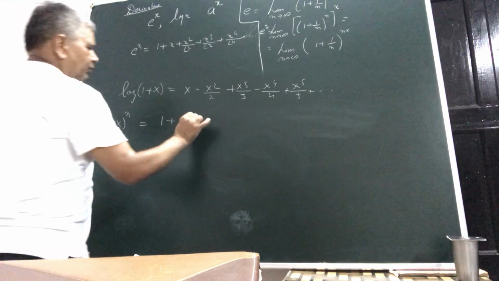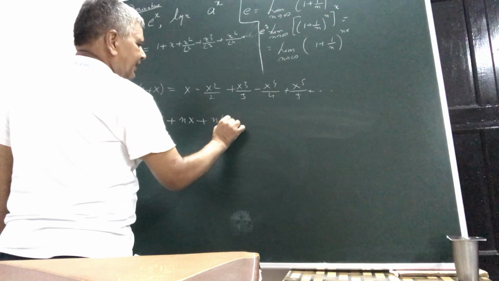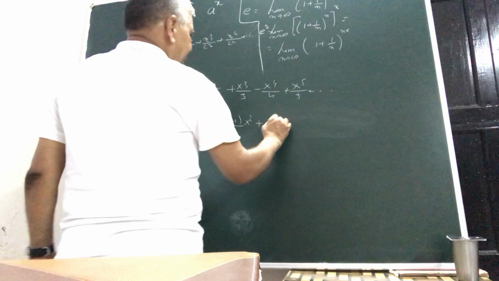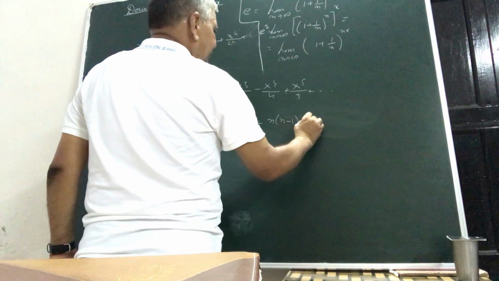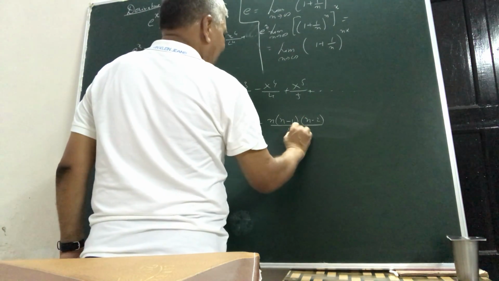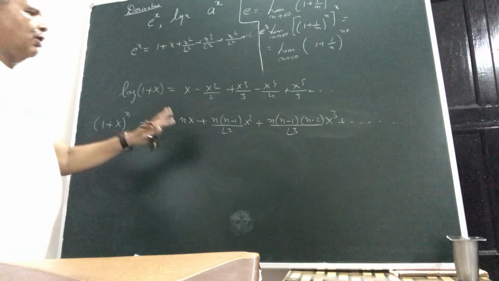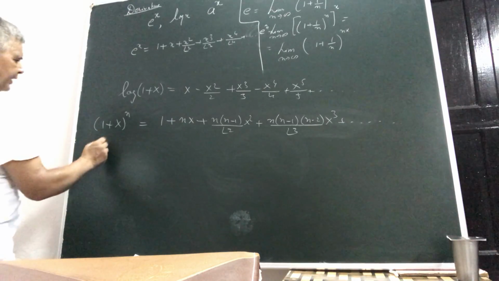So in that sense, it will be 1 plus nx plus n(n-1) upon factorial 2 x square plus n(n-1)(n-2) upon factorial 3 x cube plus this thing. My purpose right now won't be this much, and then see what you will do.